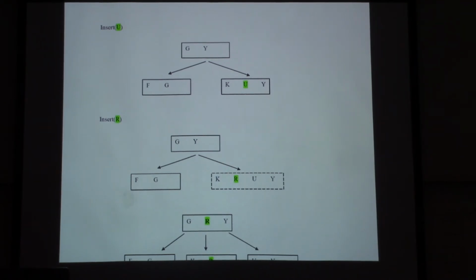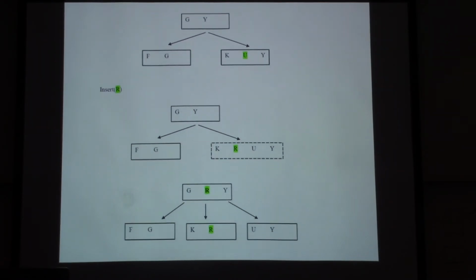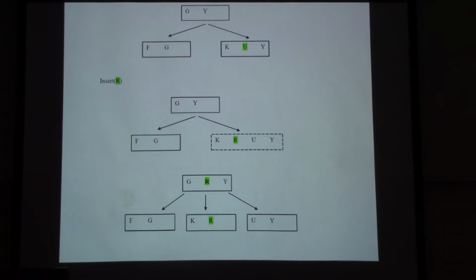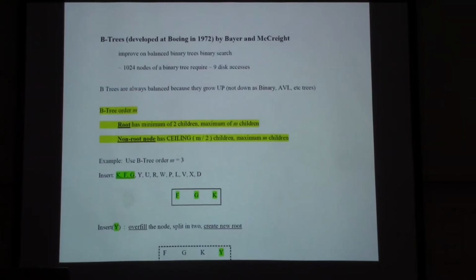So what's going to happen is this node is going to split. K, R, U, Y, the Y is already up there, it's going to shift, and the R is going to go in between, and now we have a tree. Notice the tree has grown another node at the leaf level, but it has not changed its height. Okay? So that's what we have here. So we have G, R, Y.